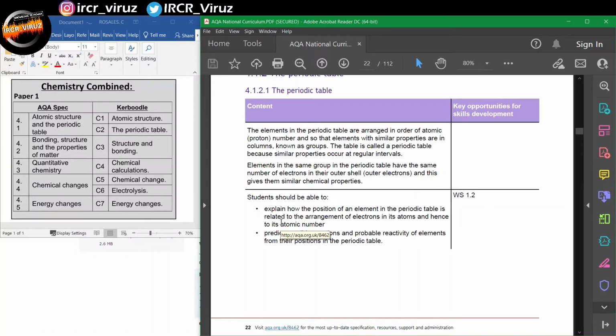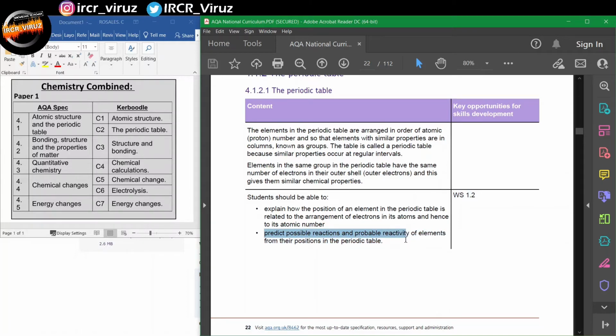Okay, now when we're looking at this, it says explain how the position of the elements in the periodic table relates to the arrangement of the electrons and hence the atomic number. Yeah, we said that already. And predict possible reactions and probable reactivity of elements from their position in the periodic table.